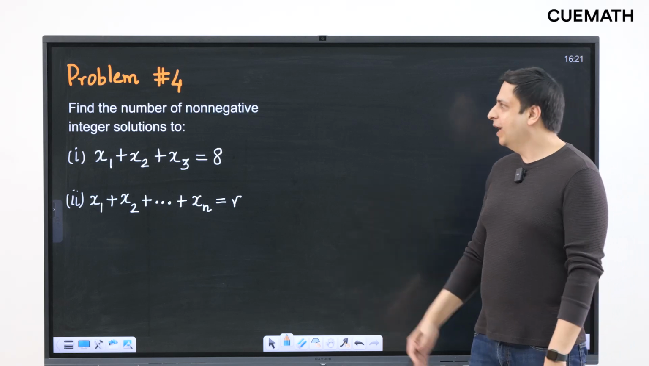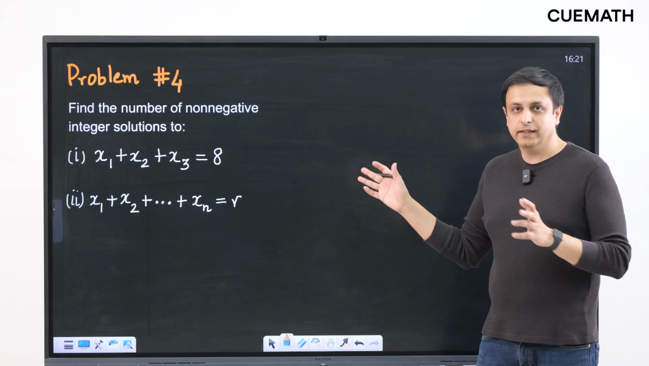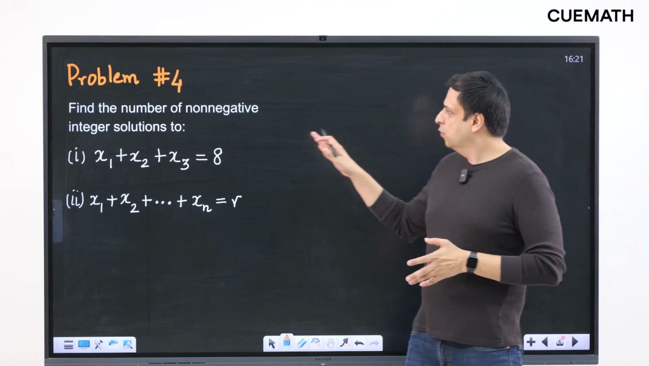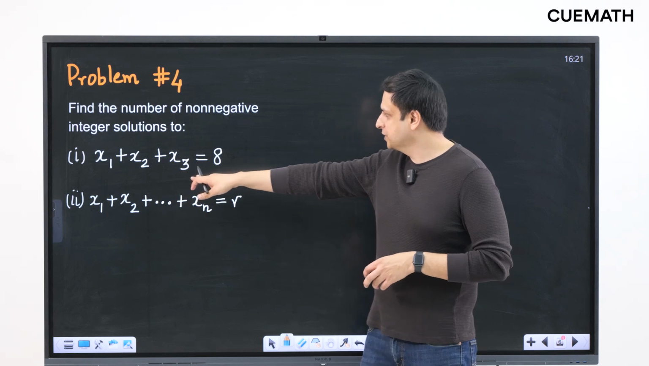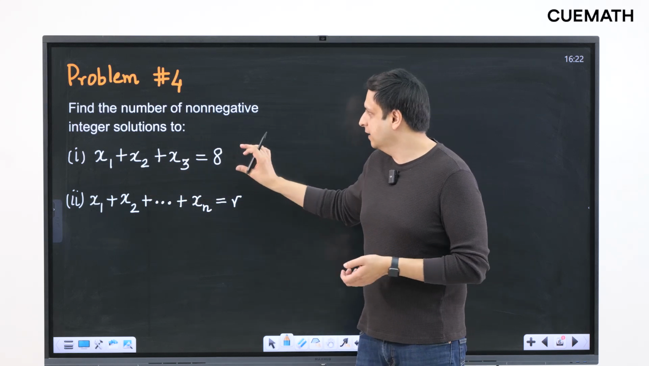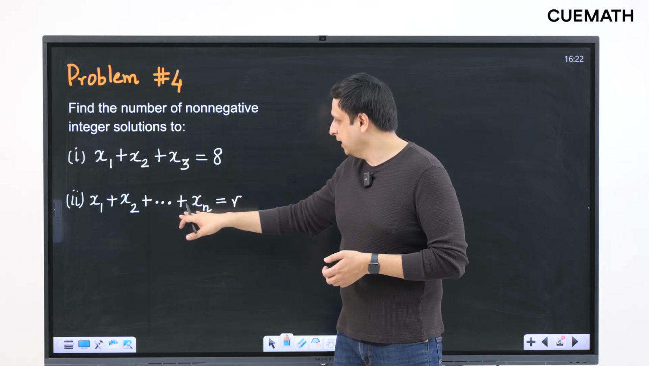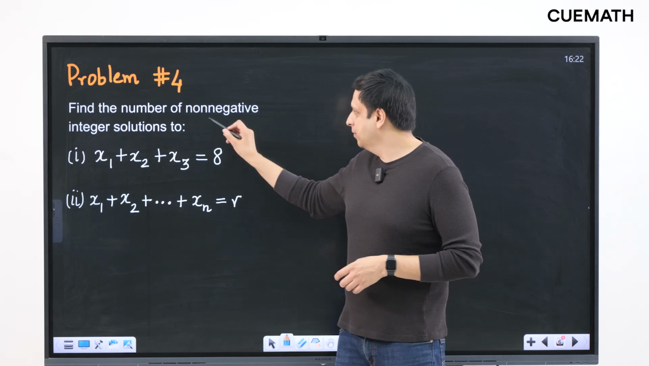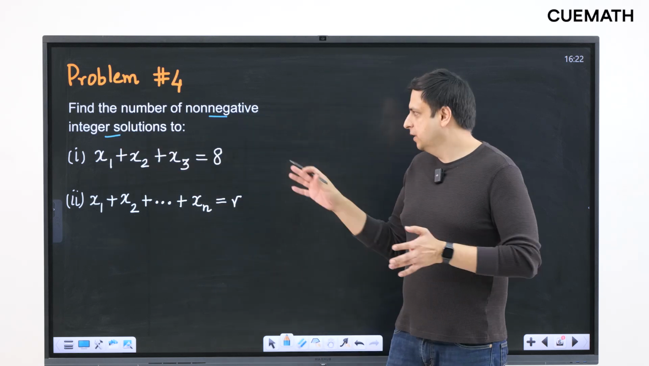Okay, now we are on to our last problem in this video, and this one I find to be the most elegant of all. This one says, find the number of non-negative integer solutions to this equation x1 plus x2 plus x3 equal to 8. This is a specific equation, and then we have a generalization here where instead of 3 variables we have n variables adding up to r, and we have to find the number of non-negative integer solutions to each equation.